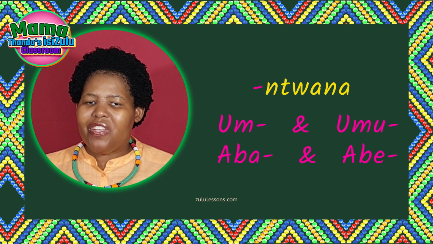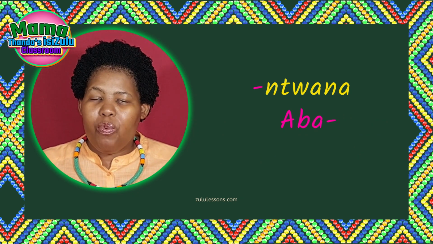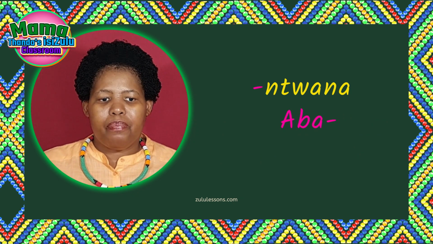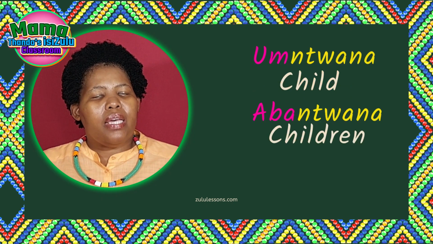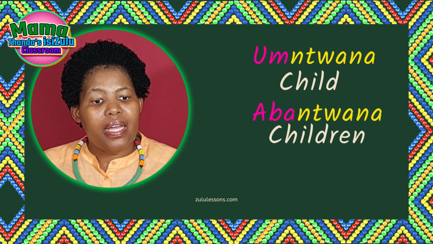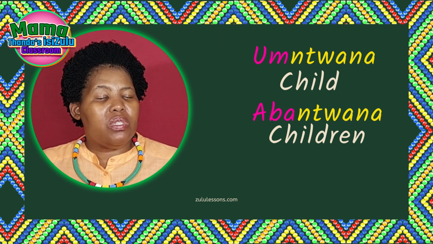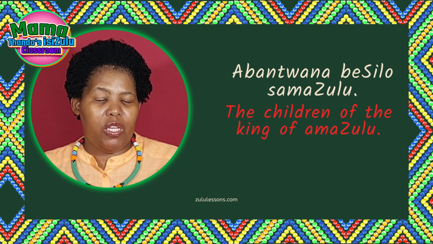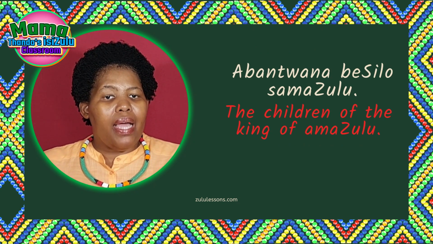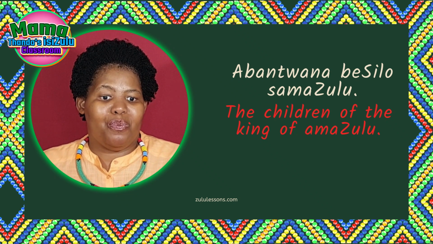What's the plural prefix we are using? Aba. So which prefix are we using? Aba. So let's write aba at the beginning of that word, and then we have abantwana, children. So if we are wanting to say children of the king of AmaZulu, abantwana besilo samaZulu. The children of the king of AmaZulu.